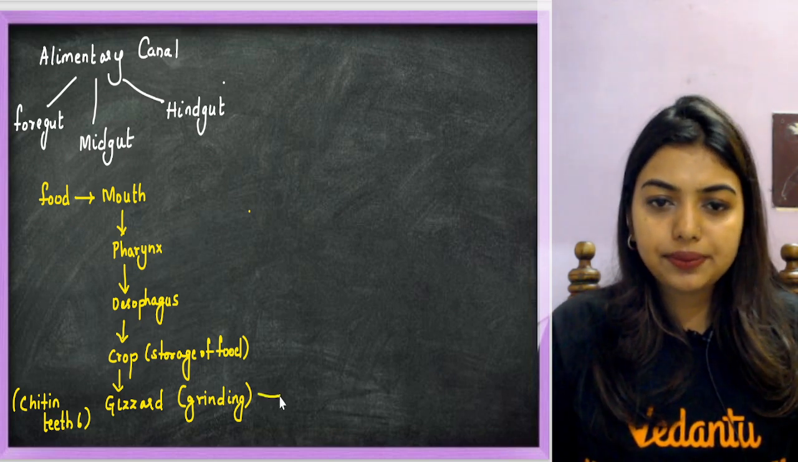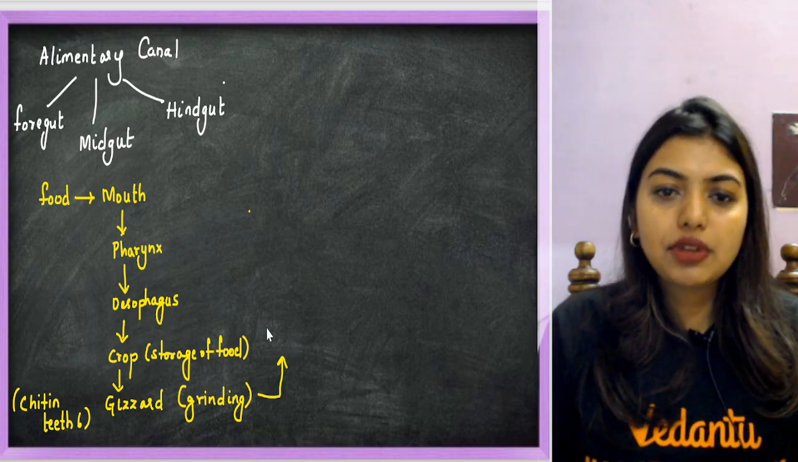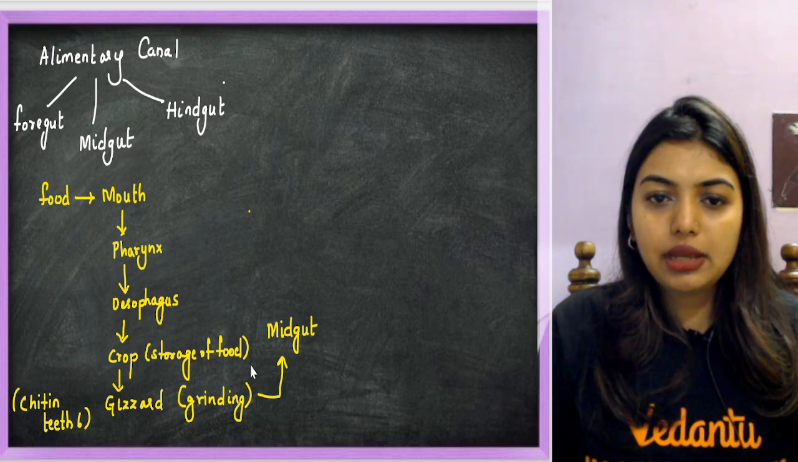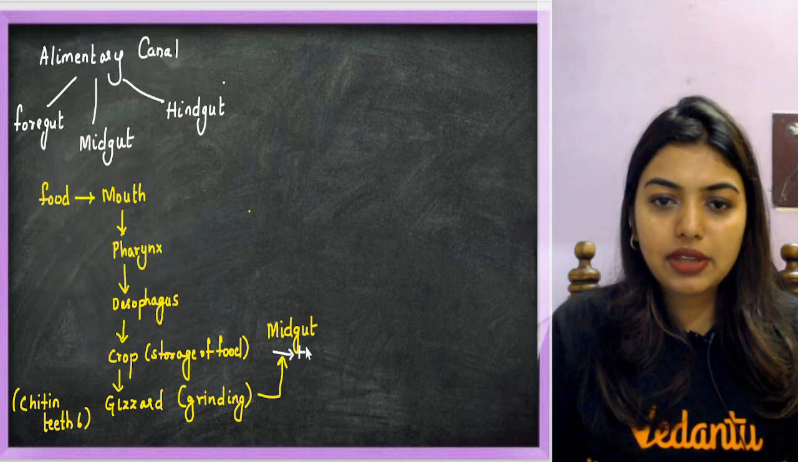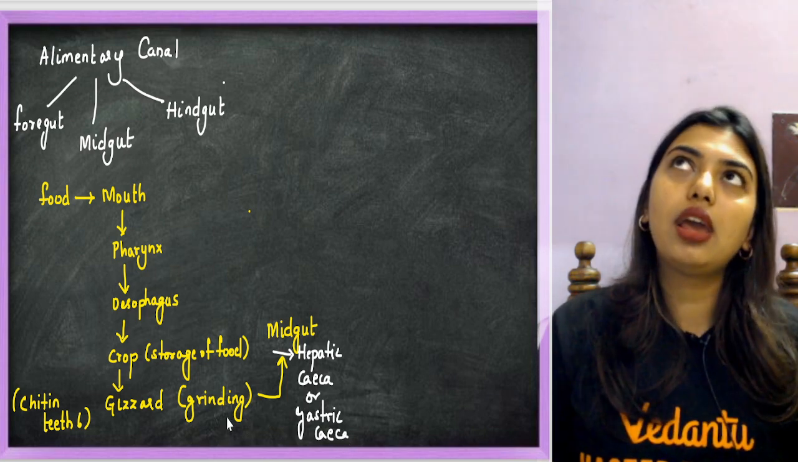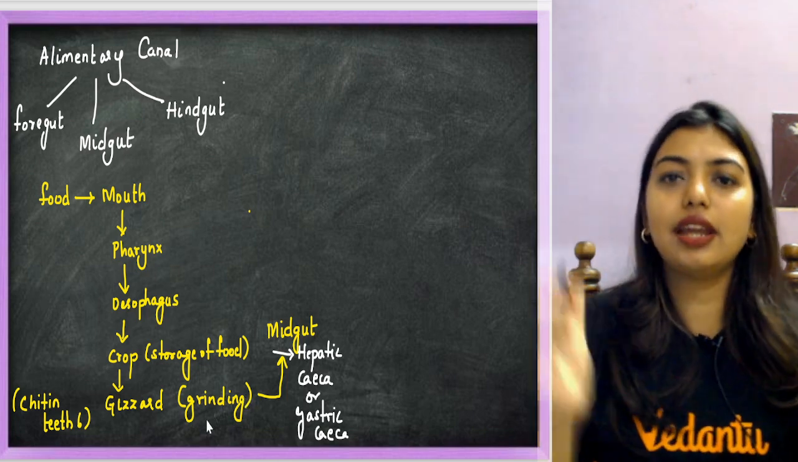From the gizzard, here the foregut is coming to an end. From the gizzard, it will go to the midgut. In between these two, we have the hepatic caeca, or gastric caeca. Remember, students, always remember 2 names. Otherwise, what is going to happen? When they give gastric caeca, you will be like, hey, I have learned hepatic caeca. If they give hepatic caeca and you do not know gastric caeca, again confusion will happen.